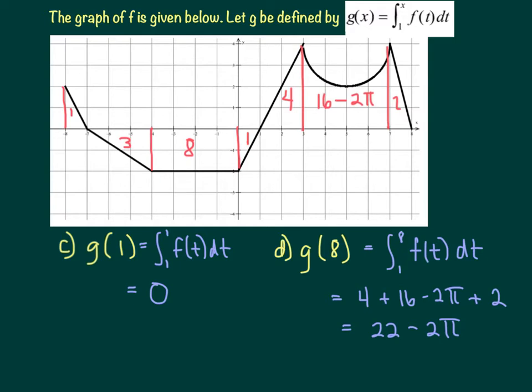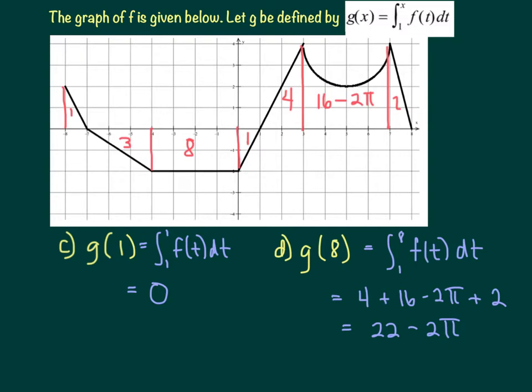Okay, g of 8. So again, I'm replacing my upper bound here with 8. So the integral from 1 to 8 of f of t dt. So I'm just adding from 1 to 8. I added up all of those areas and got 22 minus 2 pi. Okay, so this is not anything new that we haven't already done. This is just presenting it in a different way.